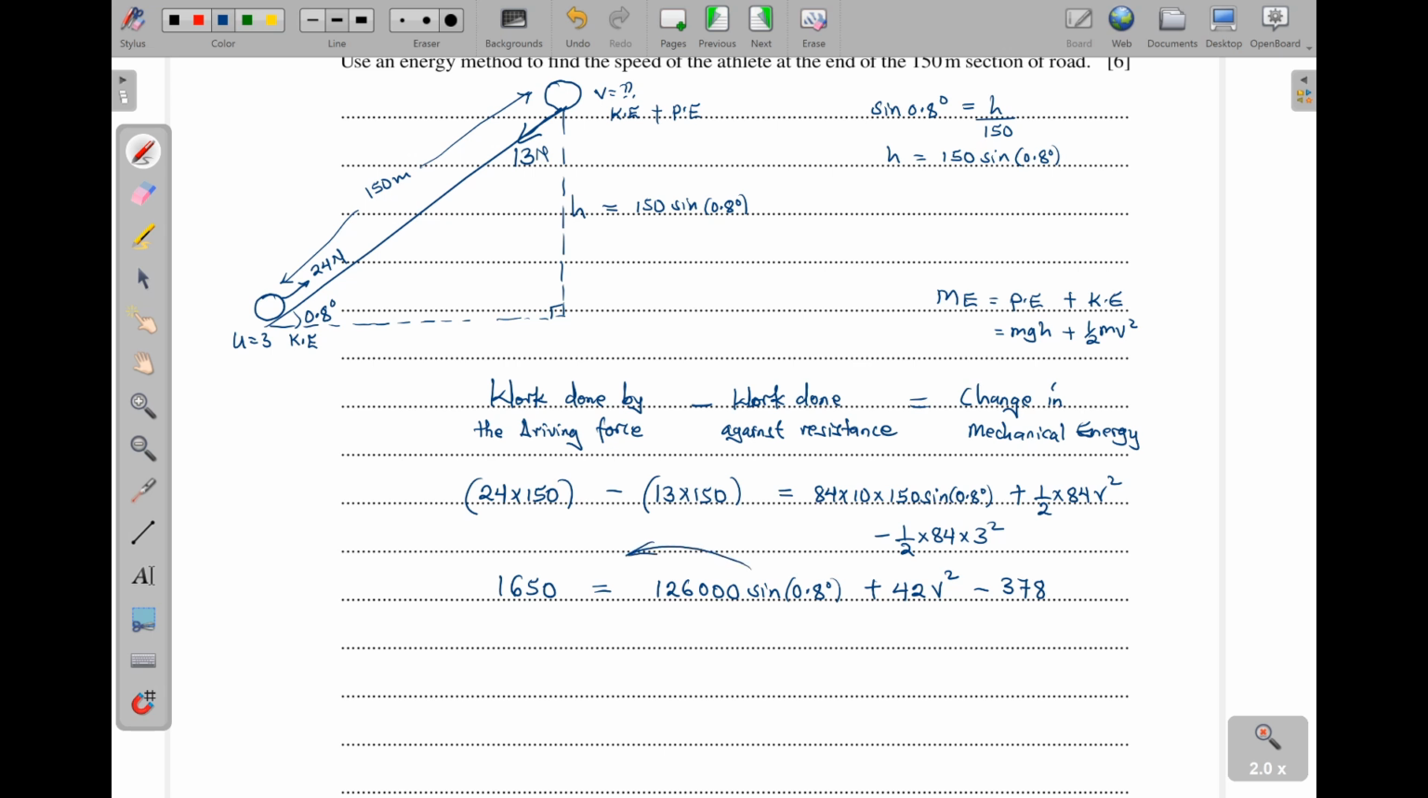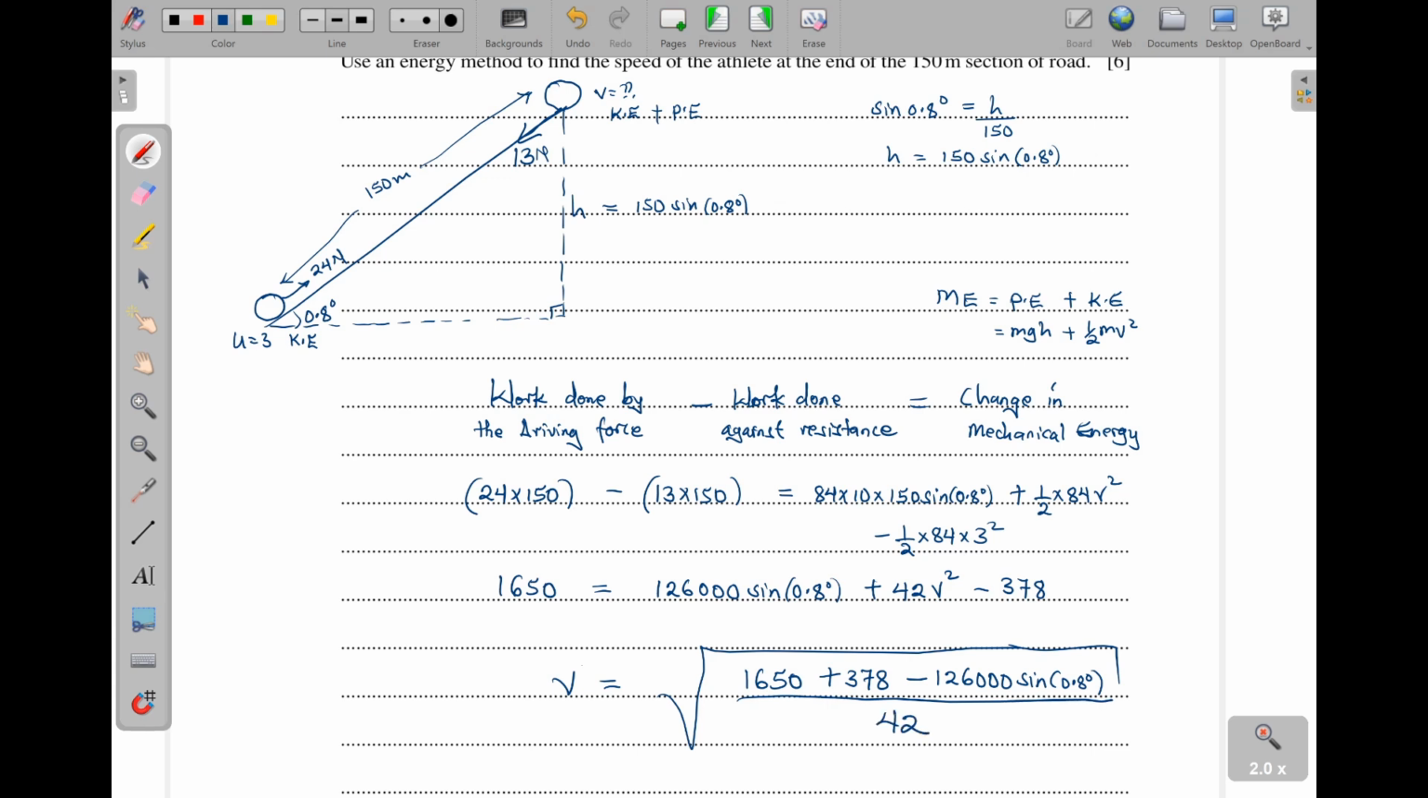So what will be our v? Take this one this side and also this one this side. Then we shall divide by 42, then we take the square root. So v shall be equal to the square root of 1650, plus 378 (when this one crosses, it is a plus), then minus 126000 sine of 0.8. Then we shall divide by 42.